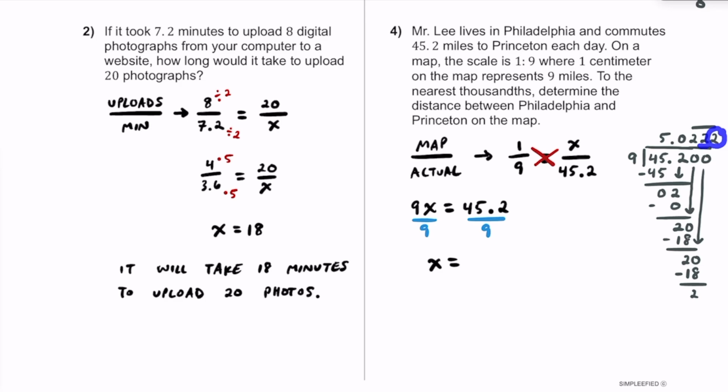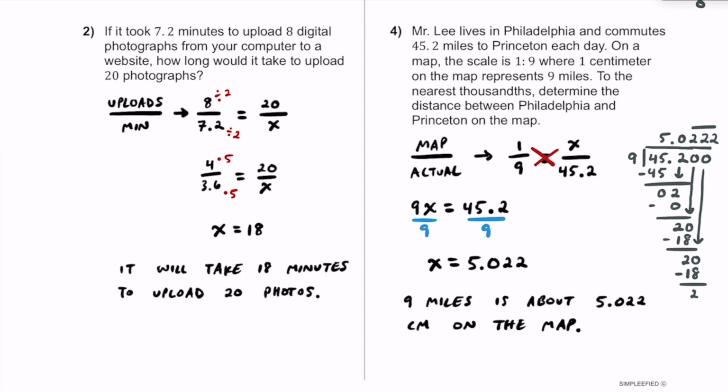It's going to say round down. So to the nearest thousandths place, we can say this would be 5.022. That's to the thousandths place here. And so we can go ahead and conclude that 9 miles in real life is going to be about 5.022 or 5 and 22 thousandths centimeters on the map.